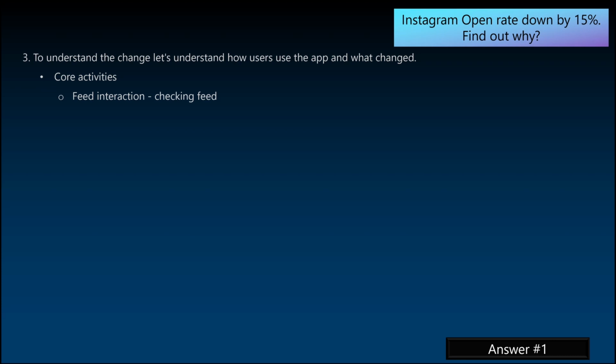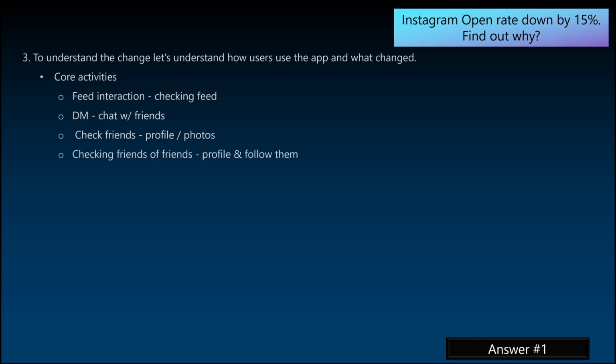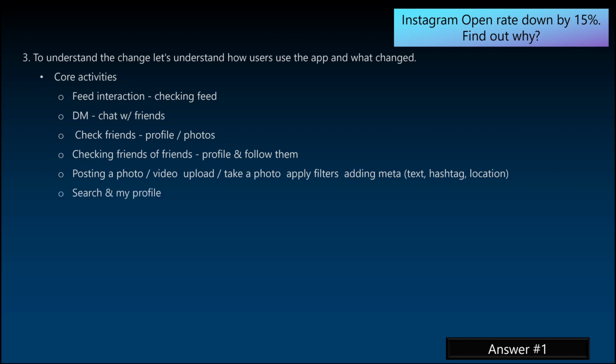The first is feed interaction, where you go ahead and check your feed. The second is direct messaging, where you chat with your friends. The third is where you check your friend's profile or photos. The fourth is where you check your friends of friends, their profiles, and you go ahead and follow them. The fifth is around posting a photo or a video, or upload, where you take a photo, apply certain filters, and add some metadata, for example text, hashtag, location, etc. And the last one is when a user searches their own profile.